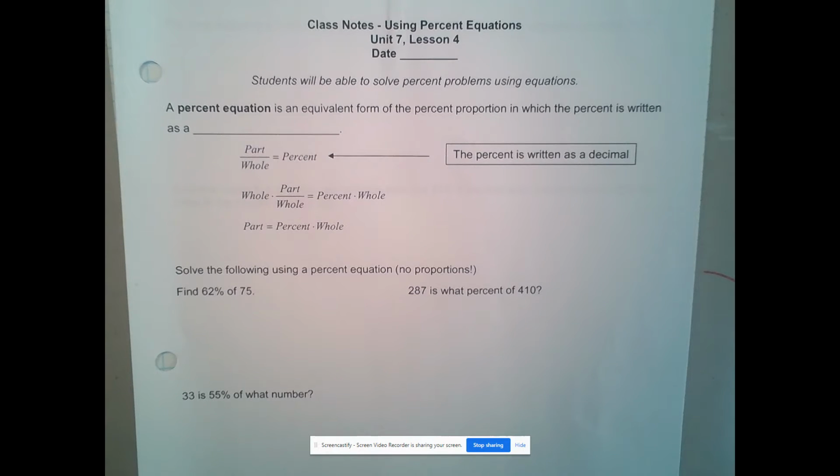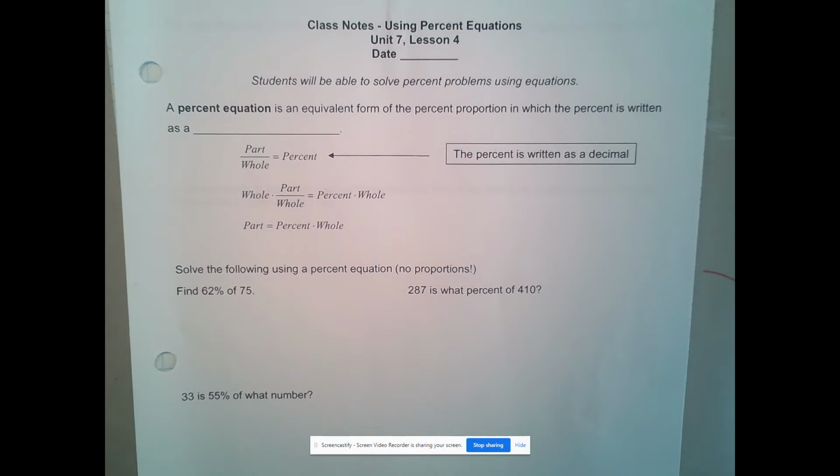So over the years, percent equations are very, very divisive with students. Students either love the percent equation and they want to get rid of proportions altogether. And there are other students that look at it and say, no way, I've gotten good at proportions. I don't want to learn another method. So this is meant to give you more options when you are working on percent problems.